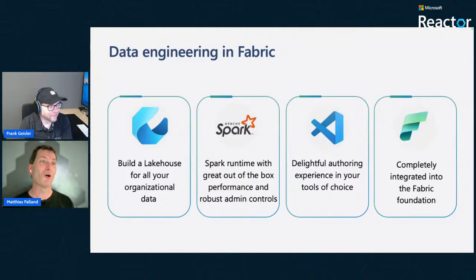Yeah. So, well, you have Spark. Spark is blazingly fast for transforming your data, with great performance, robust admin controls, and so on. And you have this delightful authoring experience, which is Visual Studio Code. As you can see, you can do great things with Visual Studio Code and Fabric. You have a fantastic keyboard experience. You even now have a command line experience, which I really love.